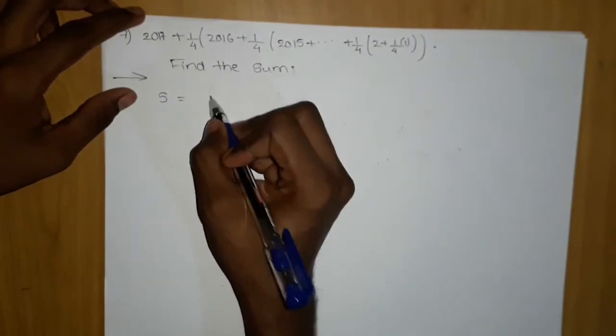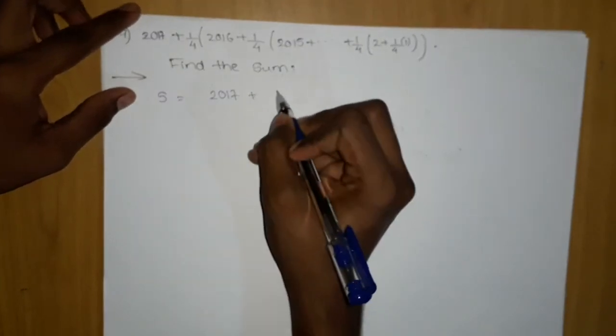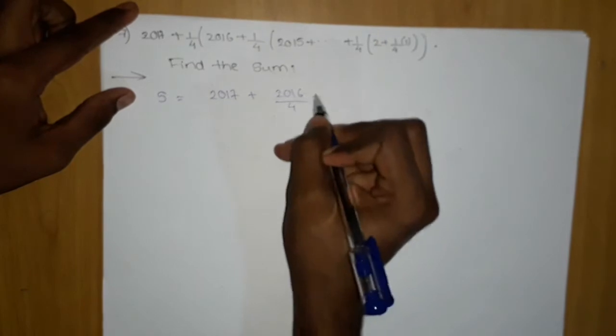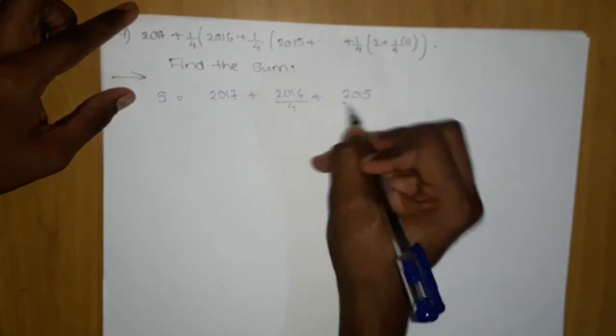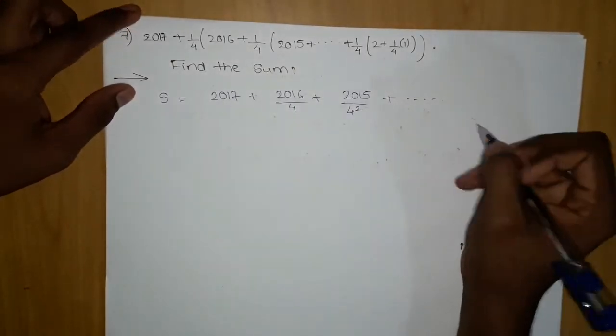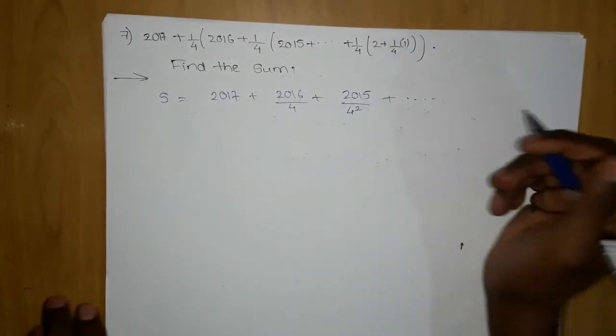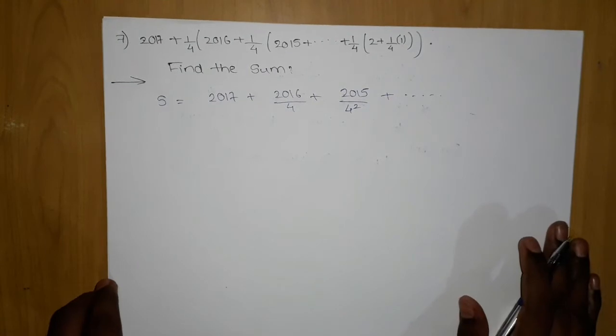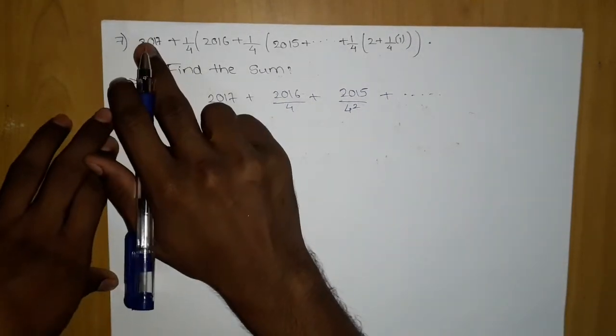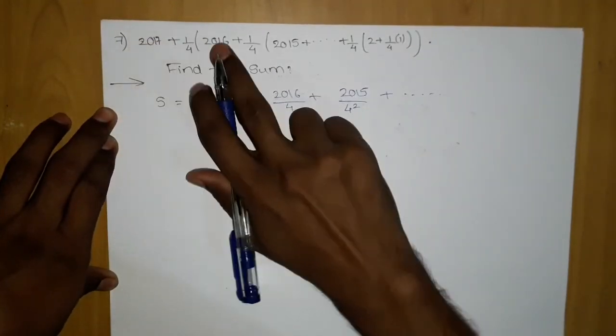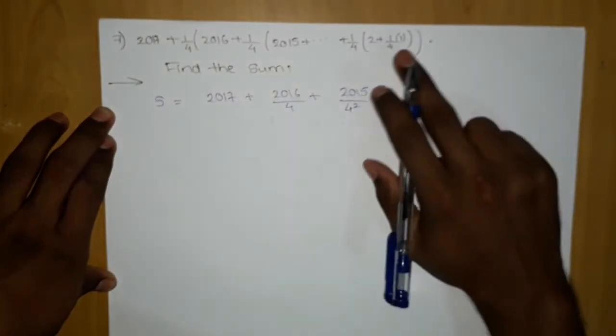Call it S and open it first, otherwise you will get scared: 216 by 4, 215 by 4 square. So you can see that it is a GP. Here you cannot tell what the 4 power will be. But this question is also an AP. It is decreasing: 2017, 2016, 2015 and so on, until it reaches 1.